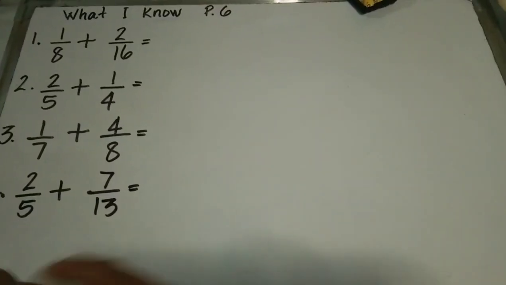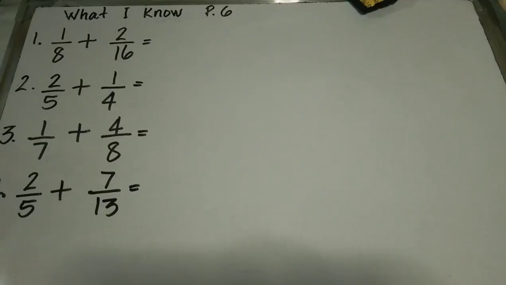Let us now solve the exercises in your module, page 6. In solving this problem we will use the rule in adding similar and dissimilar fractions. For the first 1 to 4 items we will use the rule in adding dissimilar fractions. Okay, let's go to item number 1.